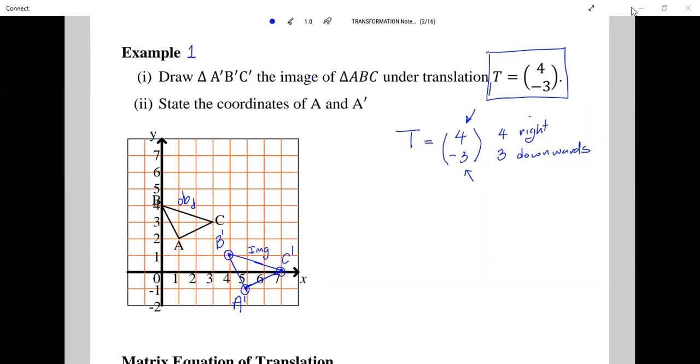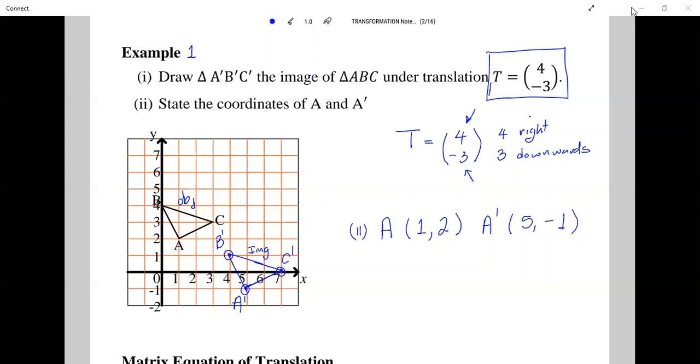Now, I want everybody to do the same thing I just did. The last thing we're asked to do is to state the coordinates of A and A prime. So this is the second part of the question. A is the point (1, 2), and A prime is the point (5, -1).